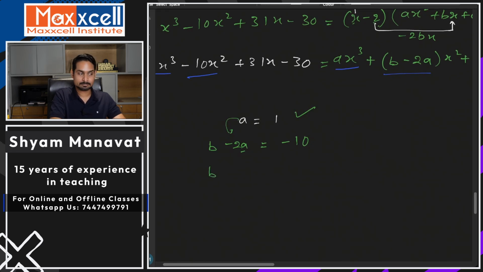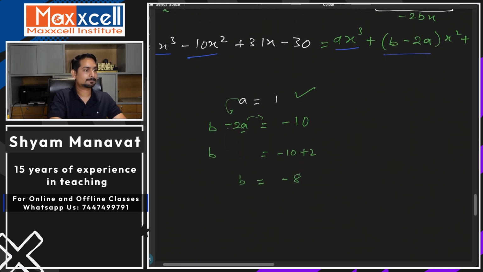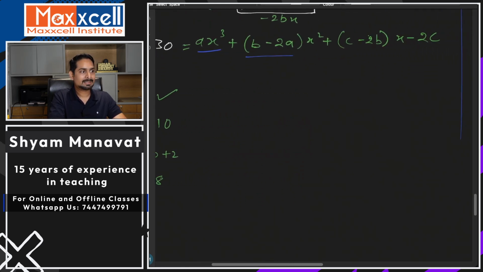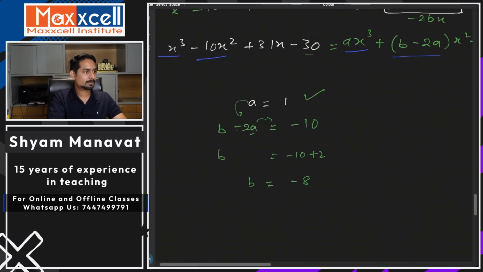b here, 1 you shift to the other side. So a equals 1, substitute, you get minus 2. To the other side, minus 10 plus 2. So b equals what? Minus 8. Fine. And the constant term, you can take this one, minus 30.